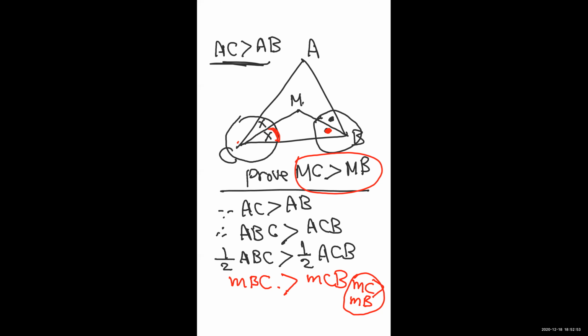MC, not AC. AC greater than AB is given. What is required here is to prove that MC is greater than MB. So we proved that MBC is greater than MCB. The side opposite to the red angle is greater than the side opposite to the blue angle, right? So MC is greater than MB. Now it's clear, guys? Yeah, clear. Any questions till now? No, thanks. Okay, clear.